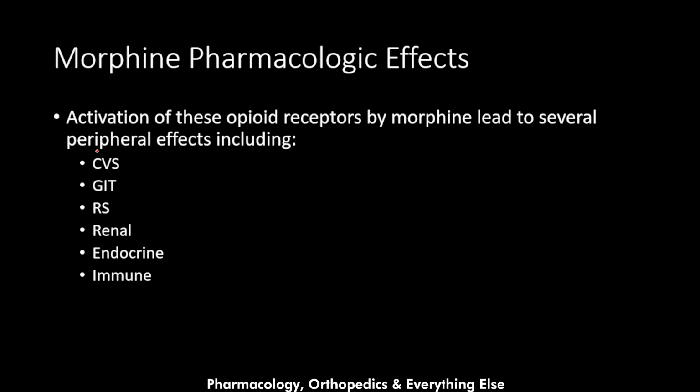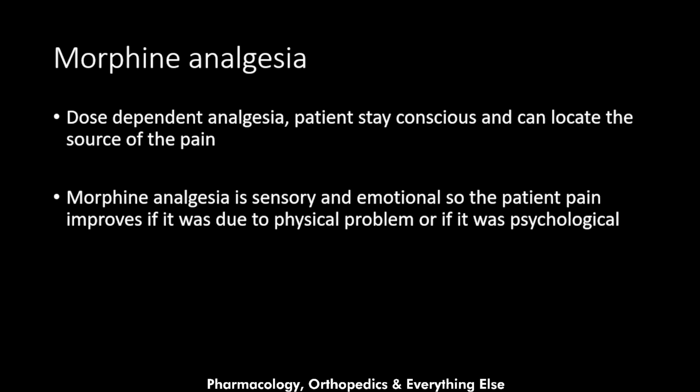The peripheral effects include the cardiovascular system, the GIT system effect, respiratory system effects, renal, endocrine, and immune system effects, and also will be explained next. So let's start by talking about the morphine analgesia. So it is dose-dependent type of analgesia.